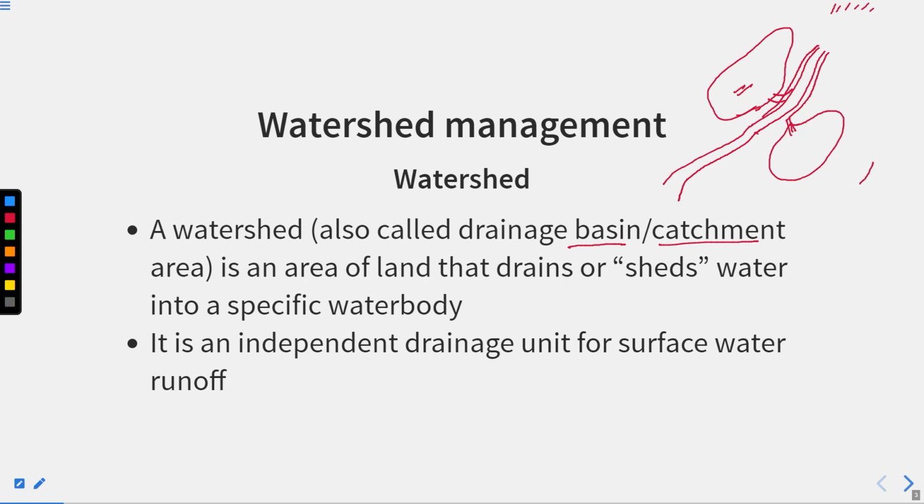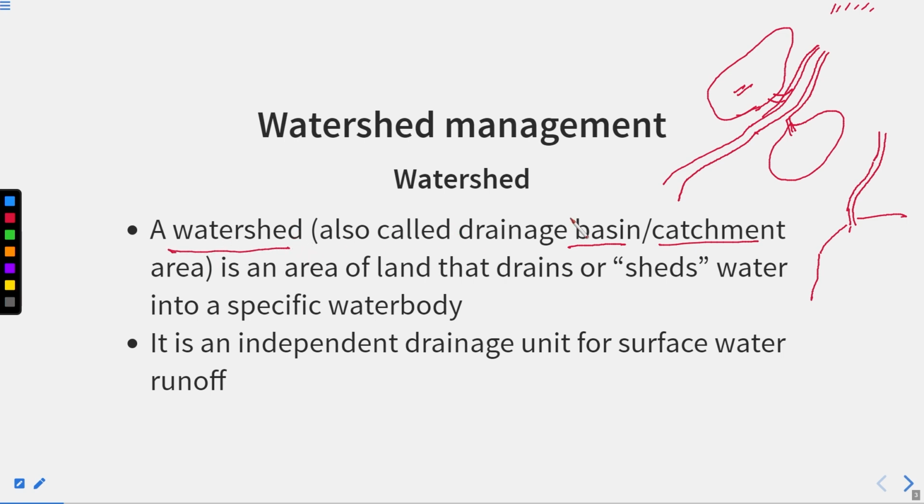Also, there are some channels that are dry all over the year. But at the time of flood or heavy rainfall, these channels have water, and that later leads to some catchment area. Catchment area means an area where the water can get collected. So that is called a watershed.